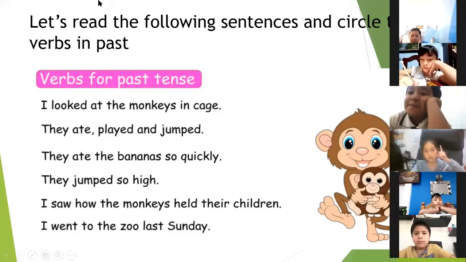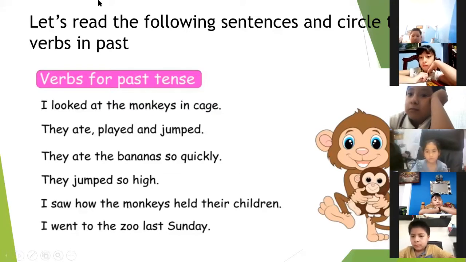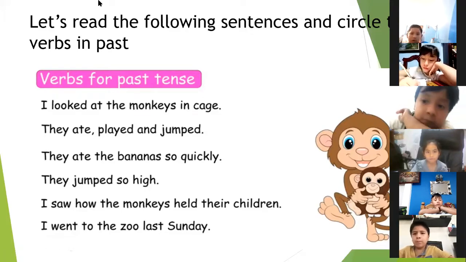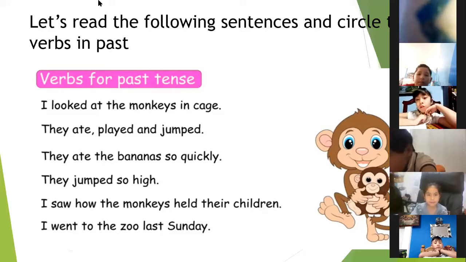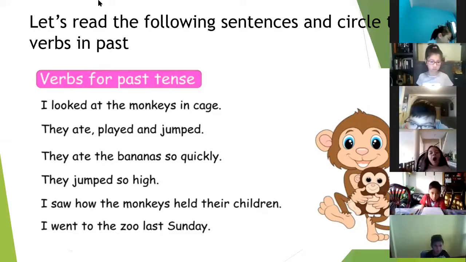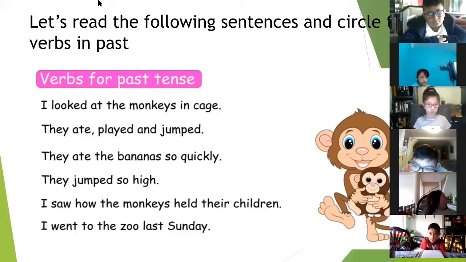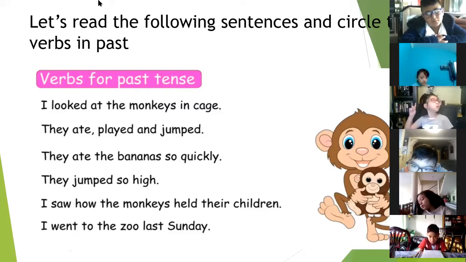The next sentence is for Leonel Tristan. What is the verb in past? Played. This is the only verb in past. Jumped. Played, and jumped. That's all? Played and jumped. Excellent.